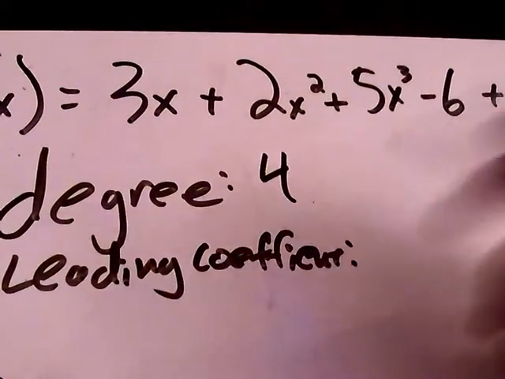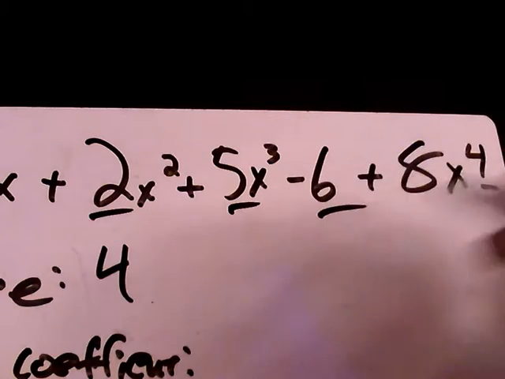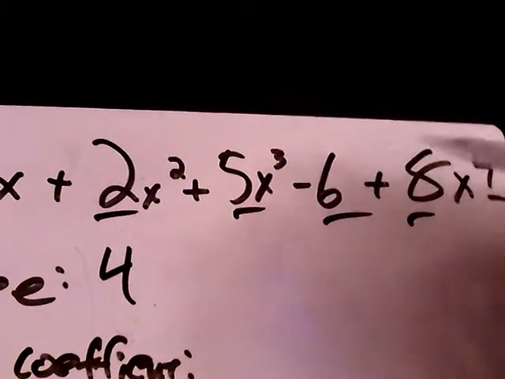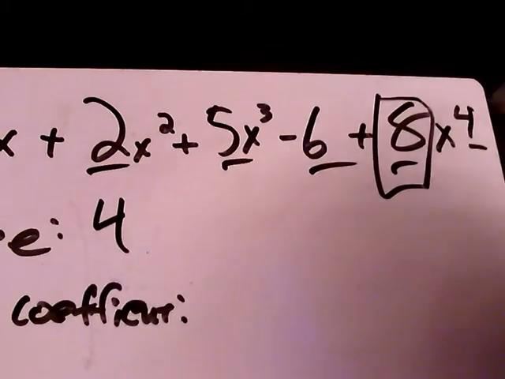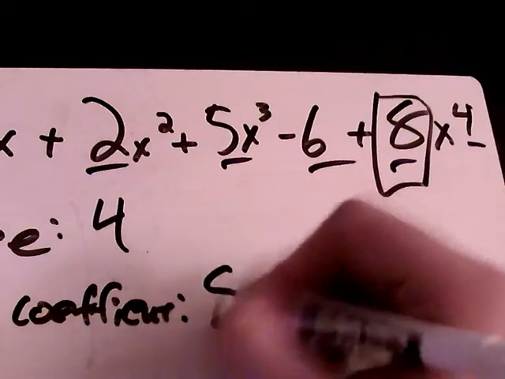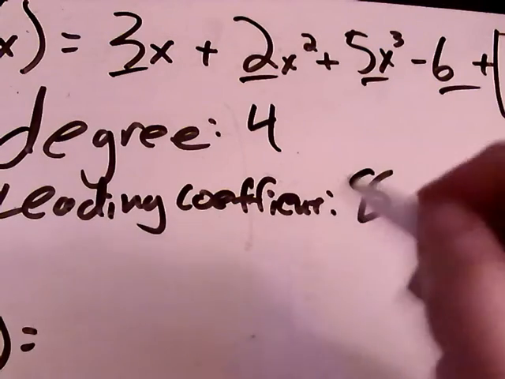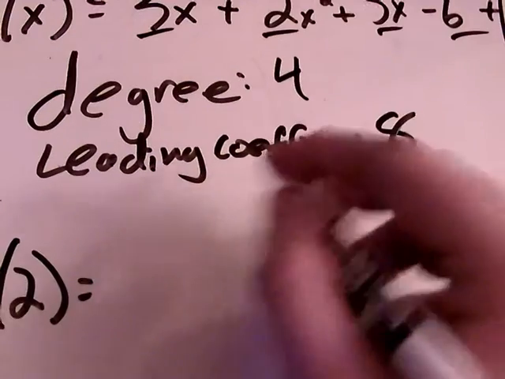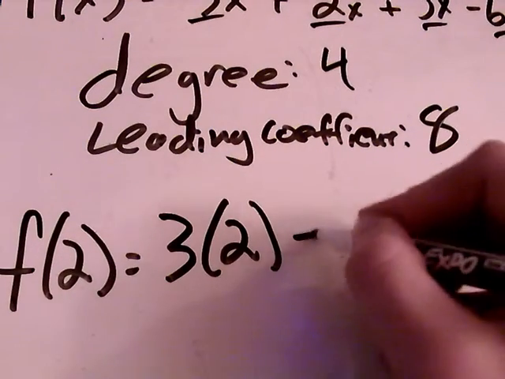So you want to write your answers kind of like this. The degree is 4. The leading coefficient, now all these are coefficients. Every single one of them. But the leading coefficient is the number that goes with the term with the highest degree. So since 4 is my degree, the leading coefficient is 8. So remember, degree is the highest exponent, leading coefficient is the number in front of the variable with the highest degree. Now, remember, this is called function notation.